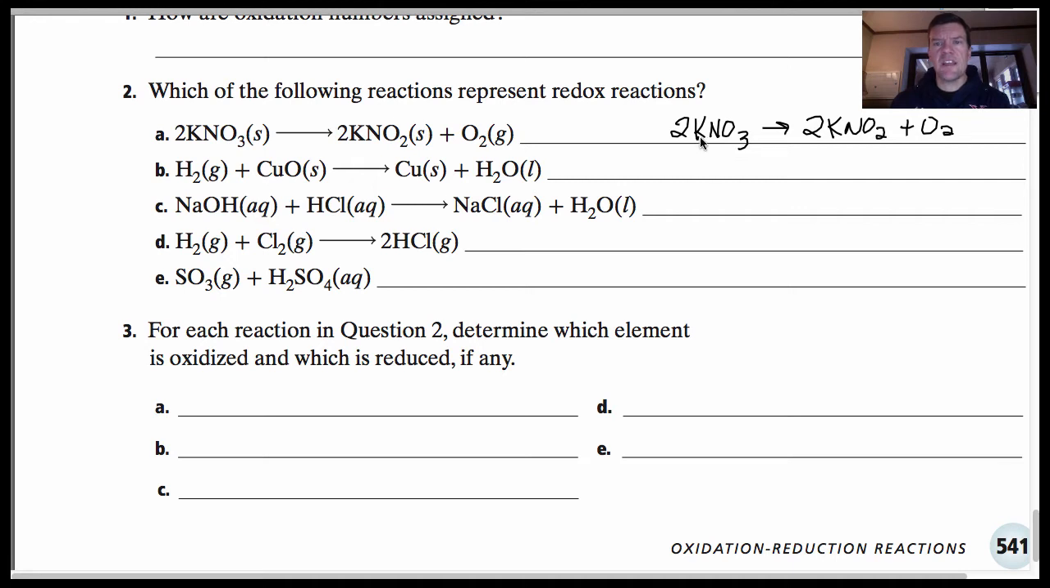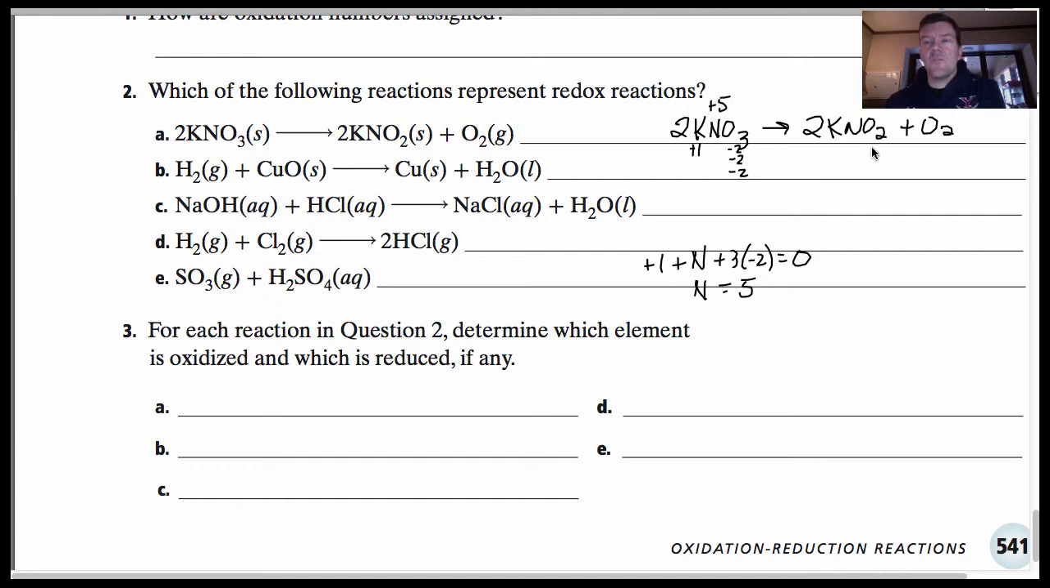Well, potassium is in group 1, so it's going to be a +1. Oxygen is always a -2. There are 3 of them, and that allows me to find nitrogen. So potassium is a +1. The nitrogen I don't know. The 3 oxygens each are -2, and this all has to add up to 0. This is a neutral compound. And so nitrogen has to be what? This is -6 + 1, -5, so it's got to be 5. Nitrogen's got to be a 5 here.